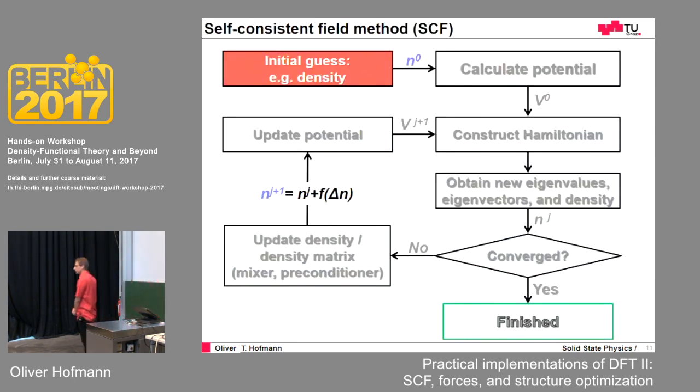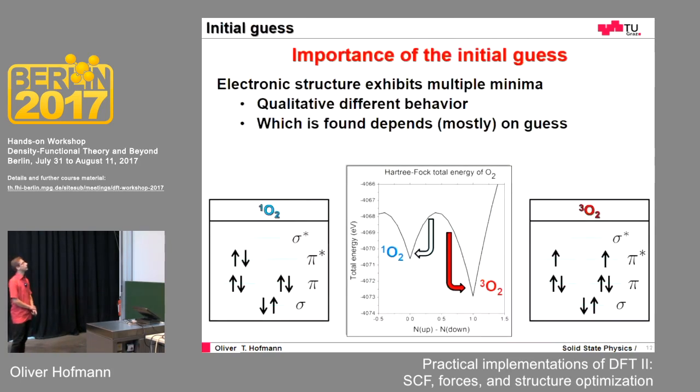Good. Let's go back to the self-consistent field and start with the beginning, basically the initial guess, the density. How do we guess what the electronic structure of our system should look like? And why is this important? The reason why this is important is because for some reason it's frequently neglected that also the electronic structure, or the electronic potential energy surface, has multiple minima.